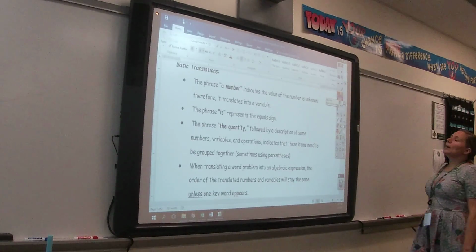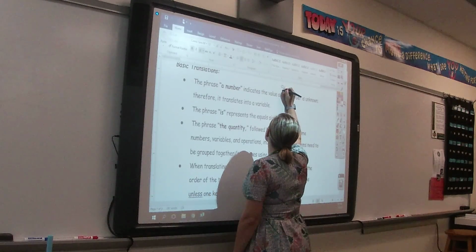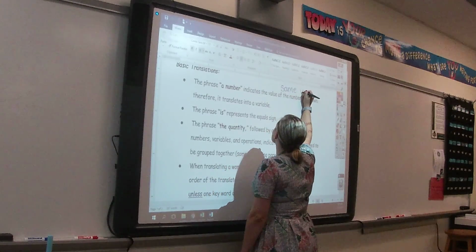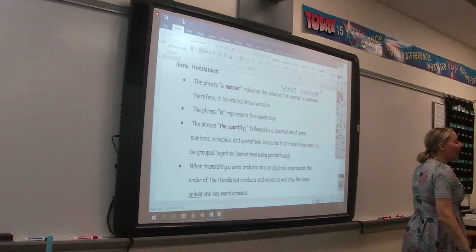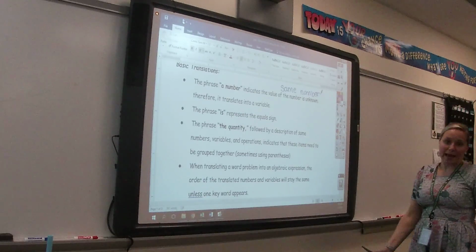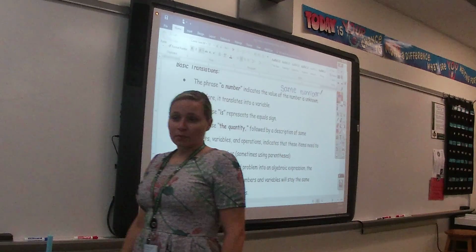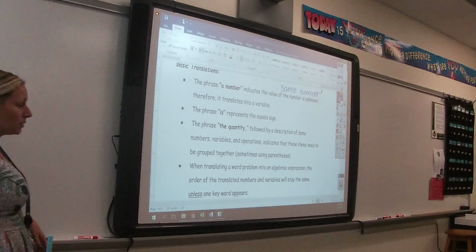Okay, you might also read something that says the same number. Okay, that is telling us to use the variable again. So whatever letter we picked originally is the same letter we should be picking again. Okay, the phrase is, we said is the equal sign, so we're good there.